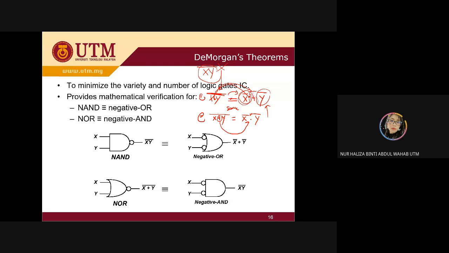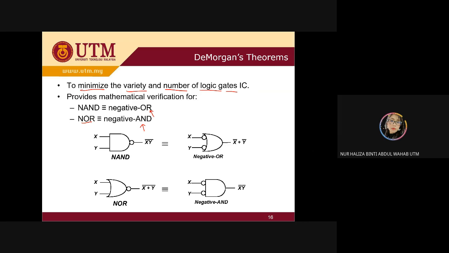Okay, let's take a look. Daripada saya cakap macam tu, then we can say, betul ke? Macam mana boleh dapat macam tu? So we're going to see and prove that it is correct. So you can see, to minimize the variety and number of logic gate ICs, provide mathematical verification for NAND, which is negative OR, and NOR, which is negative AND. So what is the meaning?